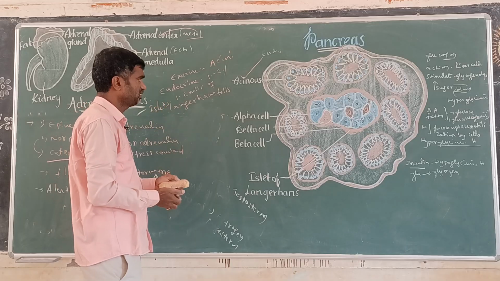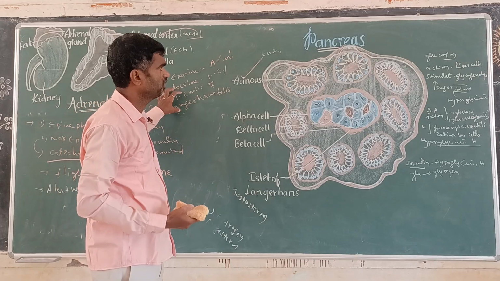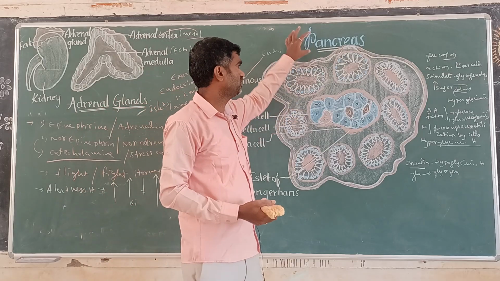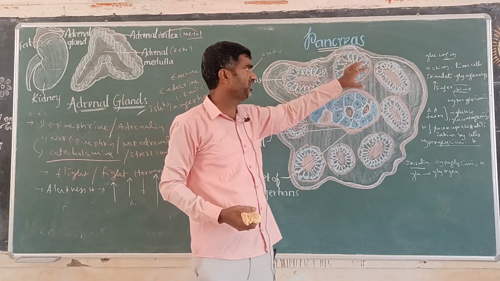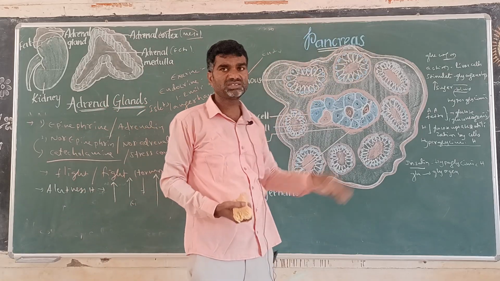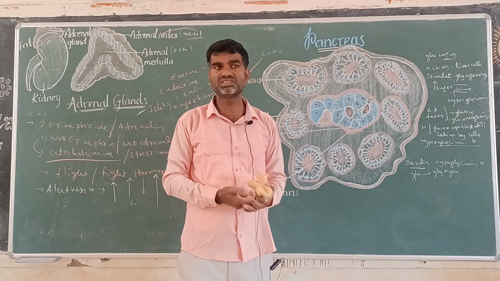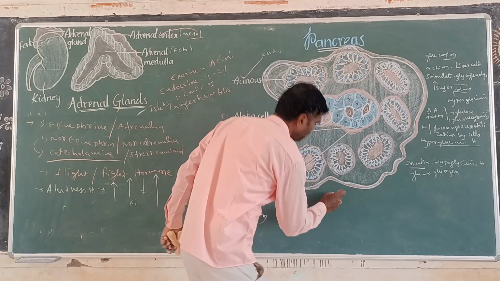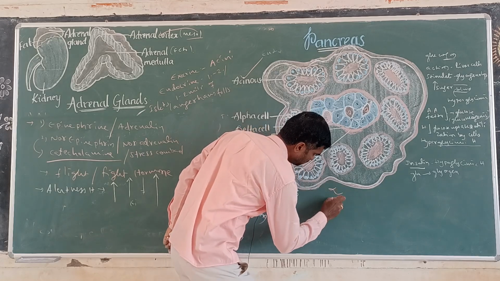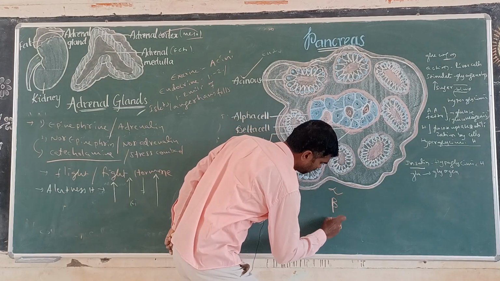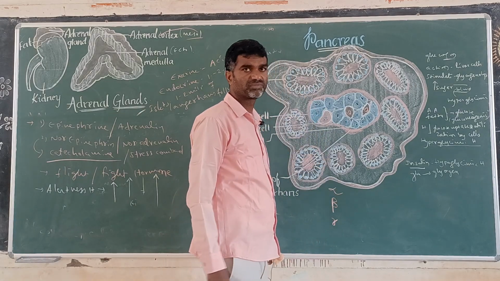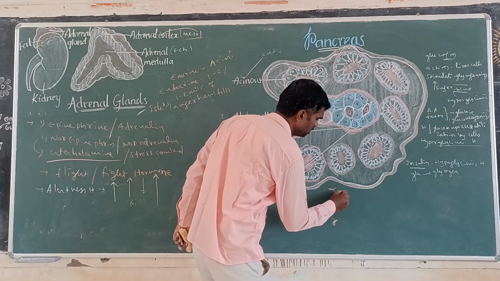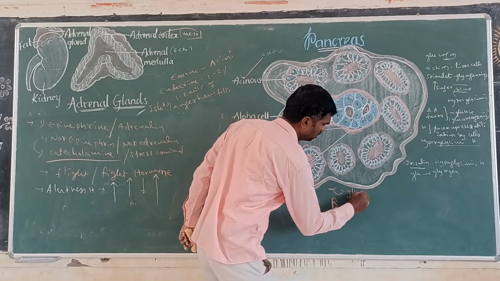These are present here in the endocrine part. Okay, so this is about the pancreas, and the pancreas endocrine part is releasing the cells. The first cell is called the alpha cell, okay, next one is the beta cell, and the third one is the gamma cell.